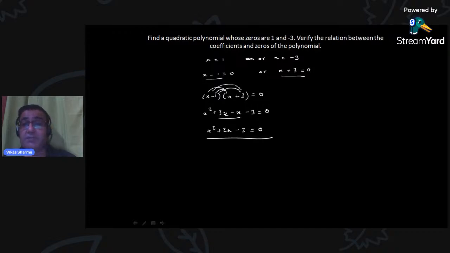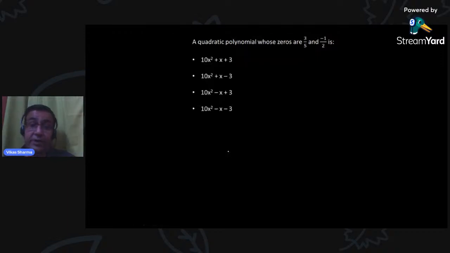1 hour of the stream is already over, and we'll move on to the next question, so that we move a little quickly and we can finish the stream in about 1.5 hours or so. Another 30 minutes left. Okay, a quadratic polynomial whose zeros are 3 upon 5 and -1 upon 2 is this. So basically the zeros are given, so we can do it two ways.